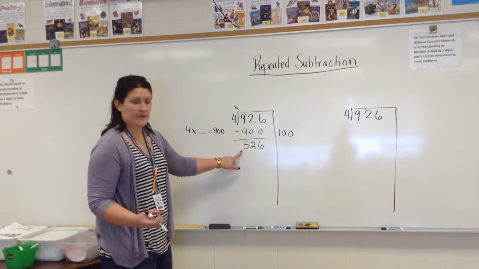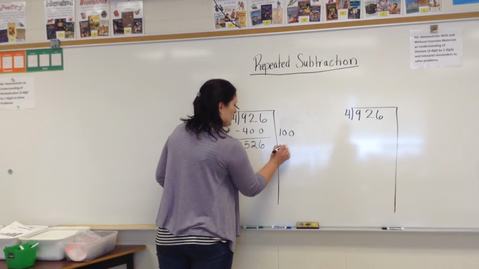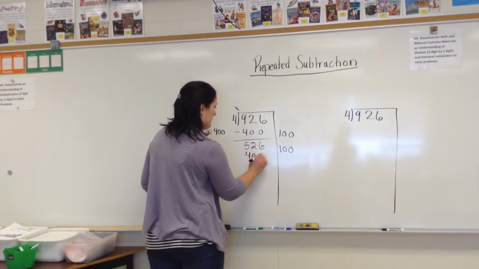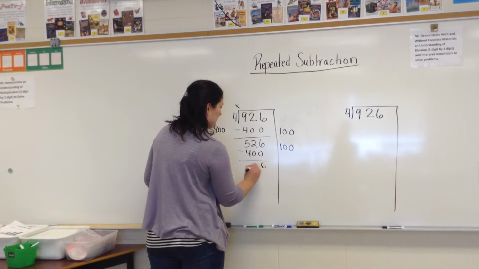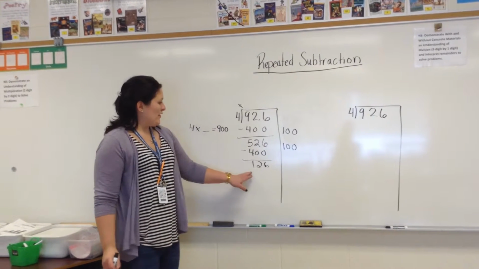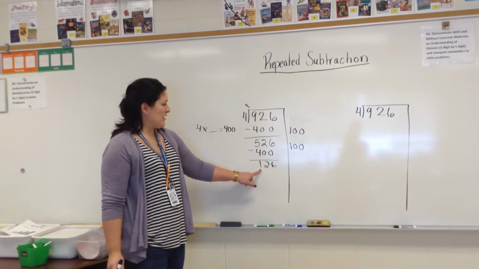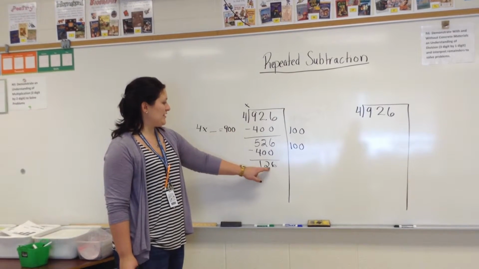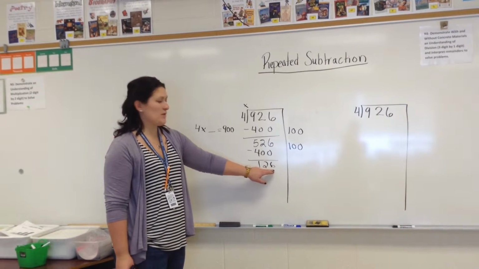take another 100 out of there. So I can start with my 100 over here again. 100 times 4 is 400, and I subtract again. Now I have 126. The number in my hundreds is less than my divisor, so I need to think about this whole number as 126.